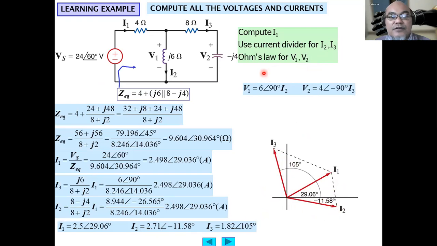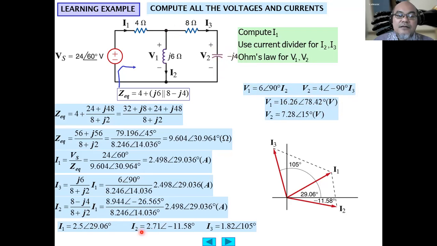The voltage then, voltage 1, you can calculate using Ohm's law, equals I2 multiplied by j6 ohm, or 6 with a phase angle of 90 degrees. V2 is similarly calculated using Ohm's law: minus j4, which is 4 with a minus 90 degree phase angle, times the current flowing through that capacitor, I3. So V1 equals 16.26 here, what we'll obtain. So multiplied with this one, and this one is 4 with the phase angle of minus 90 degrees multiplied by this, and we obtain this part.